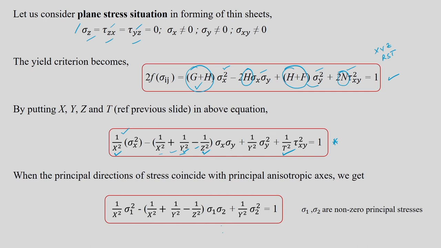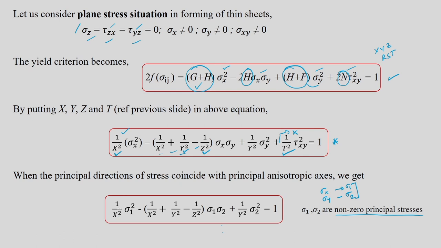Now comes the further simplified part, which is what we like. Suppose you want to write in terms of a principal coordinate system, then this term will go off from this equation. So, you can write 1 by x square is equal to, I am going to change now sigma x, sigma y, sigma z as sigma 1, 2, 3. Sigma 3 anyway will not come here because sigma z goes off. So, sigma x becomes sigma 1 and sigma y becomes sigma 2. Why? Because these two, sigma 1 and sigma 2, are the non-zero principal stresses.